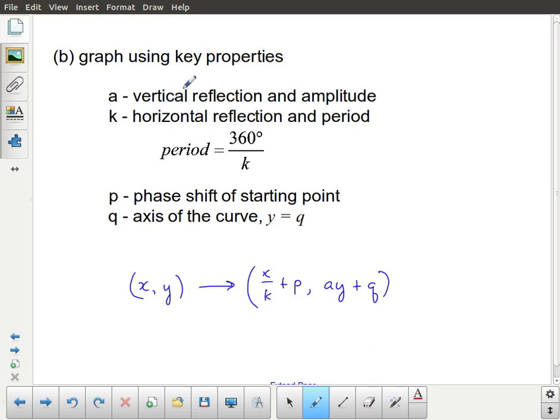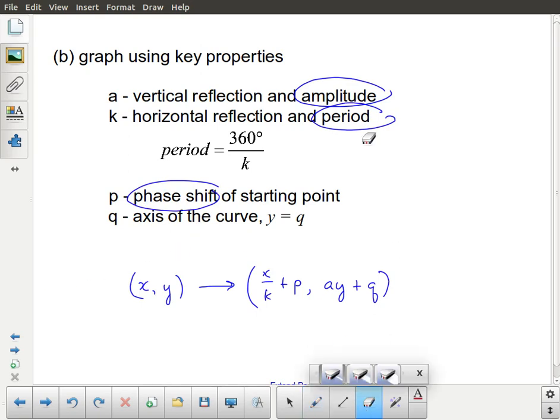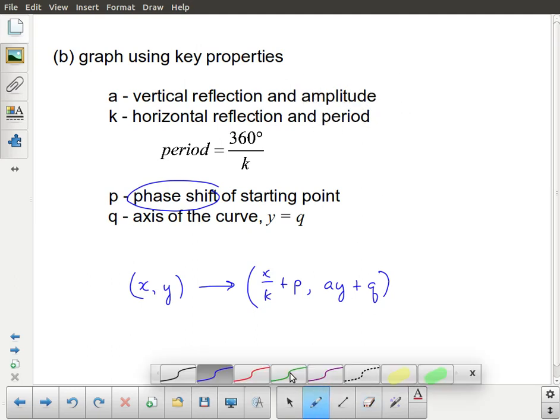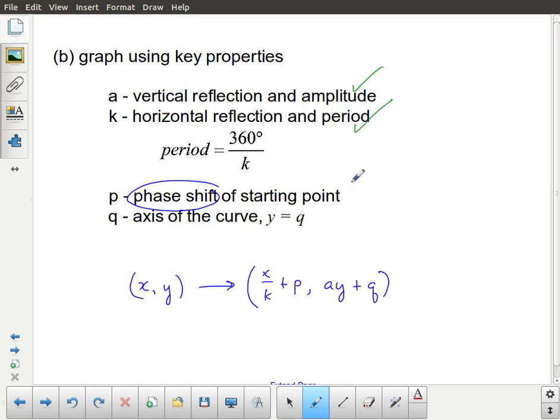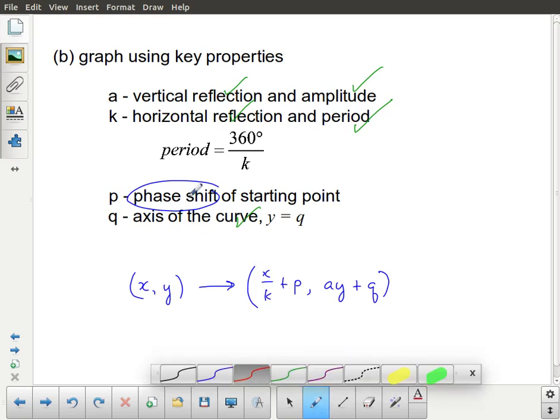The other thing we can do is look at these key properties. Think of things more in terms of amplitude, period, and this new idea we haven't really talked about, something called phase shift. Amplitude and period we've spoken about before. The idea of a vertical reflection and a horizontal reflection should be fairly familiar to you. We've talked about the axis of the curve, which is your vertical shift. So this idea of phase shift is new.